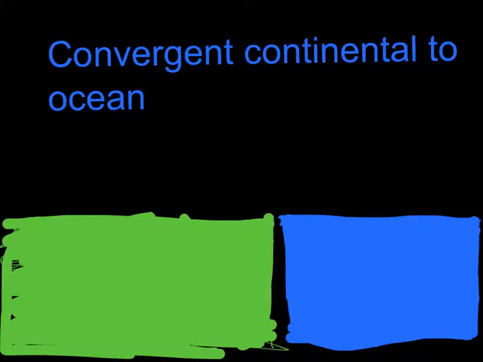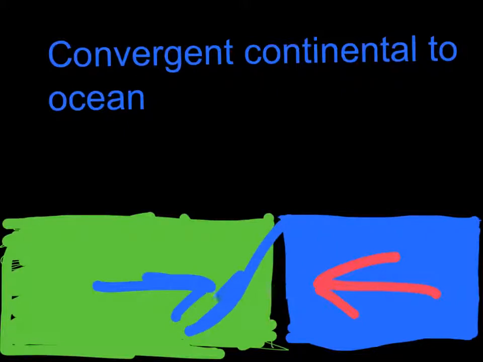Convergent continental and oceanic plates. The continental plate going toward the oceanic plate, one or another going toward the other one. The plates collide, making one subduct under, which would actually be the oceanic plate, because the oceanic plate is much denser than the continental plate.